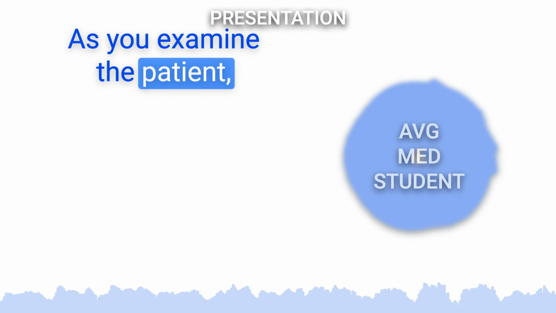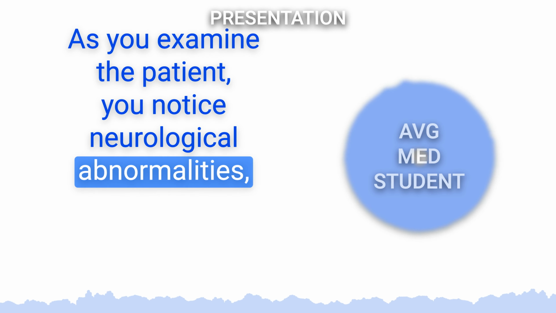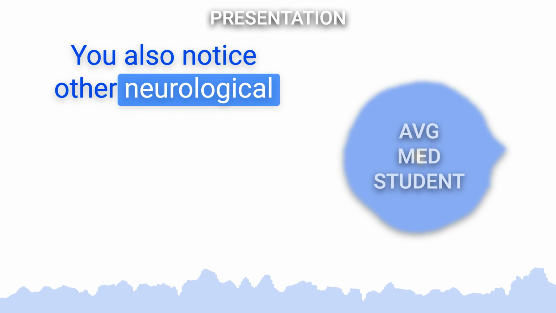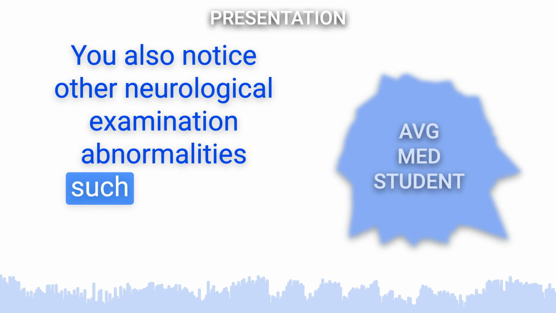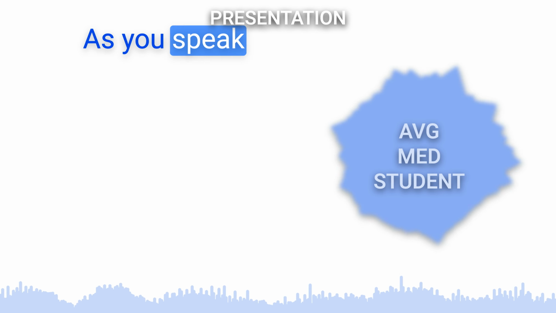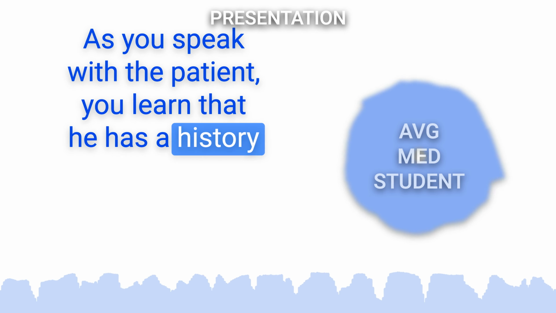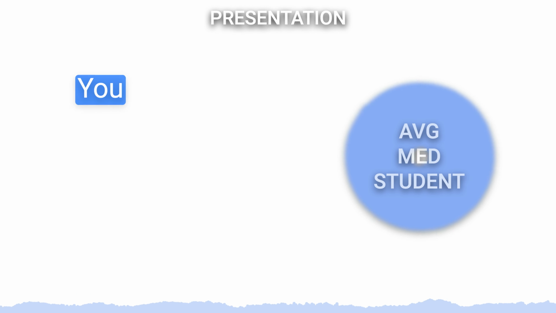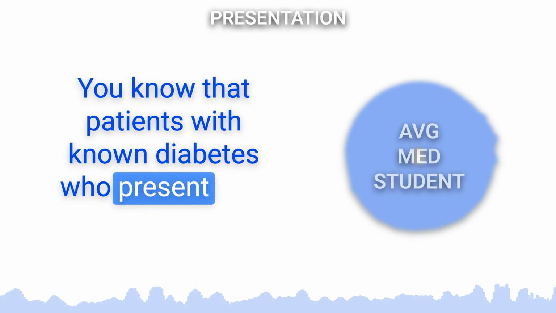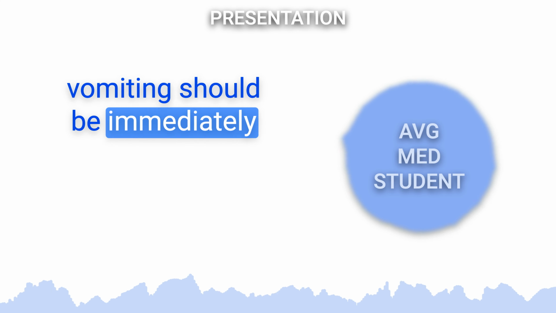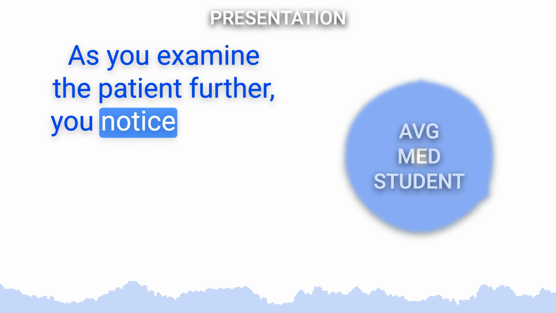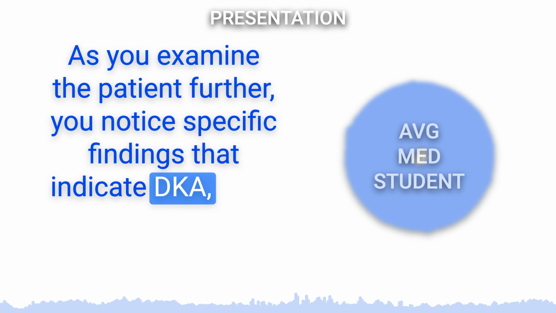As you examine the patient, you notice neurological abnormalities, altered mental status, lethargy, and even coma. You also notice other neurological examination abnormalities such as blurred vision and weakness. As you speak with the patient, you learn that he has a history of diabetes and you immediately assess him for DKA and HHS. You know that patients with known diabetes who present with nausea or vomiting should be immediately assessed for these complications.